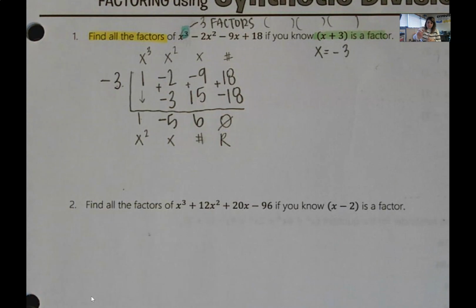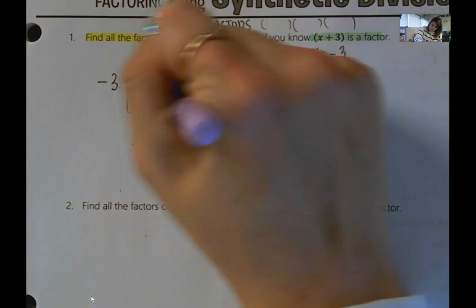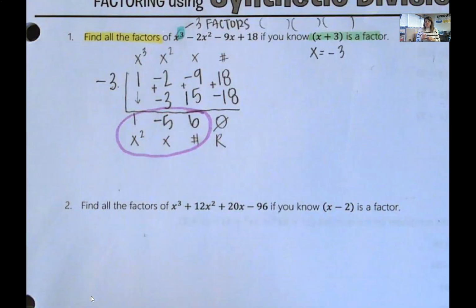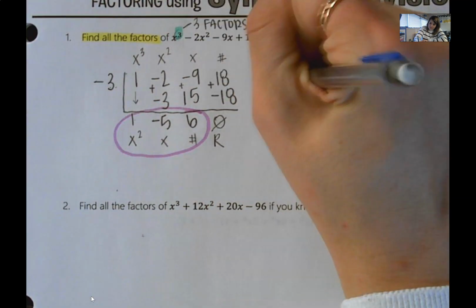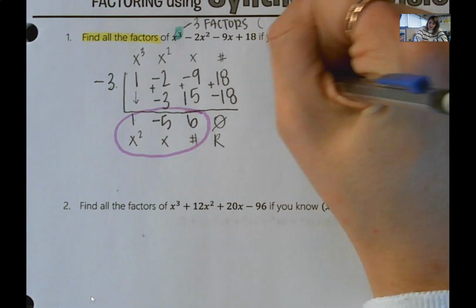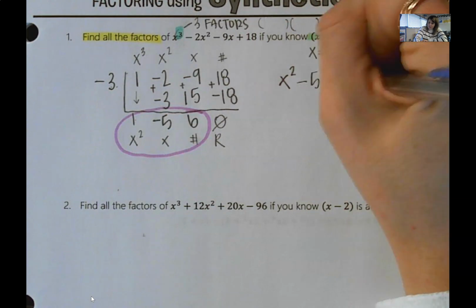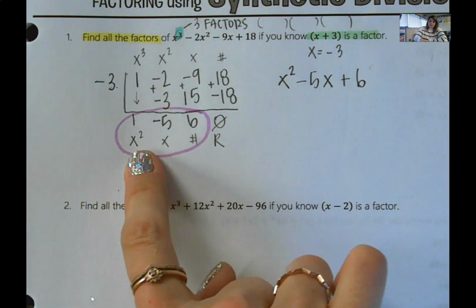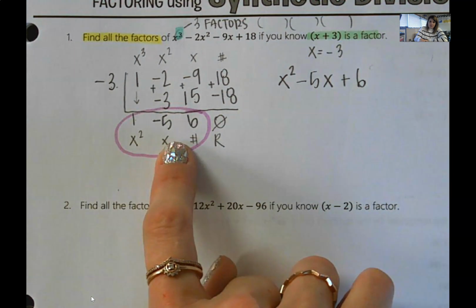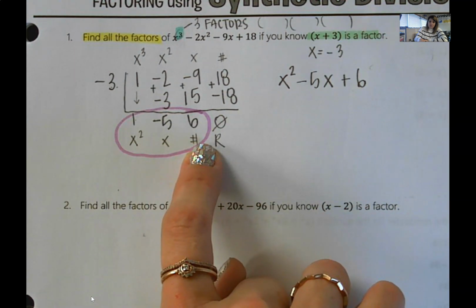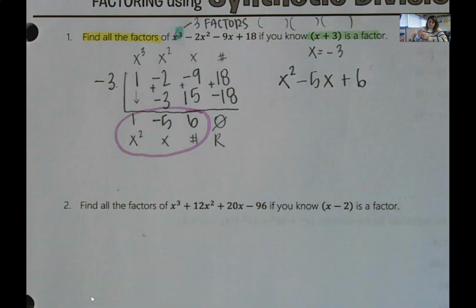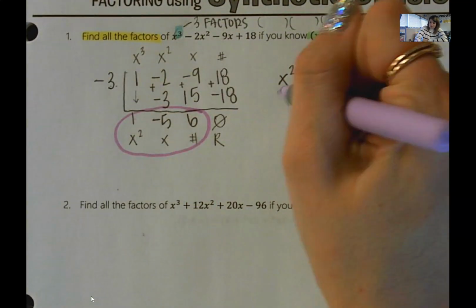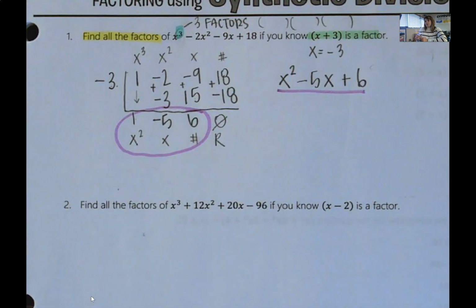So now we want to take this quotient and we can rewrite it as the trinomial x squared minus 5x plus 6. So this is your x squared. This is your x, this is your constant. So this purple circle turns into that purple trinomial.